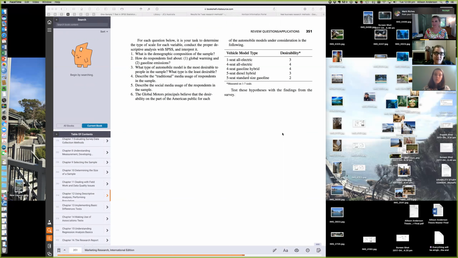So that table there, Alison, is what they're guesstimating, not based on the data. Yeah, that's right. They believe that the desirability on the part of the American public is this, right? So that's their hypothesis. You now need to look at the data and test to see whether that hypothesis falls within a statistically significant range.